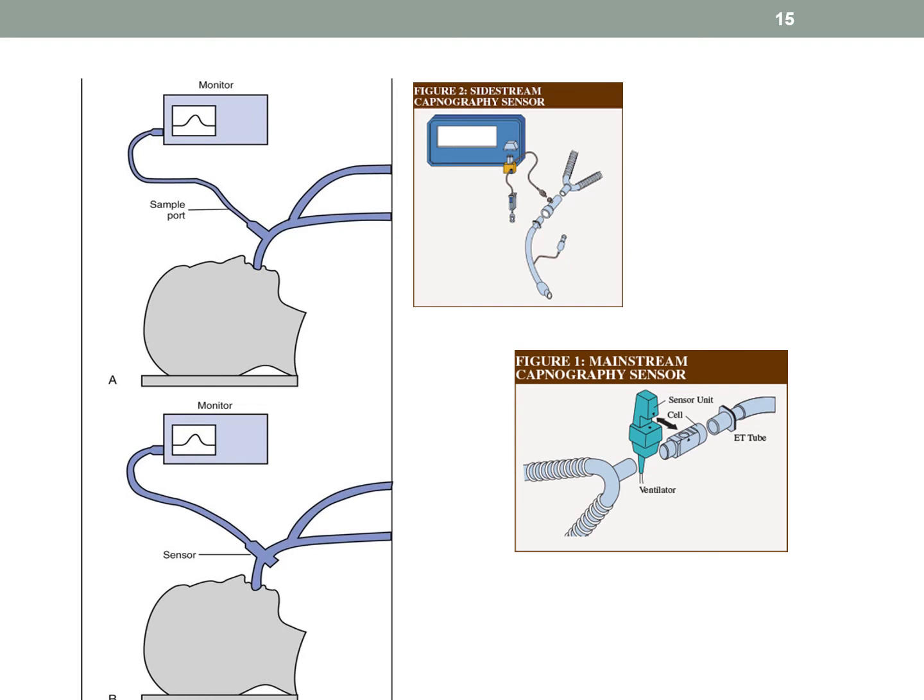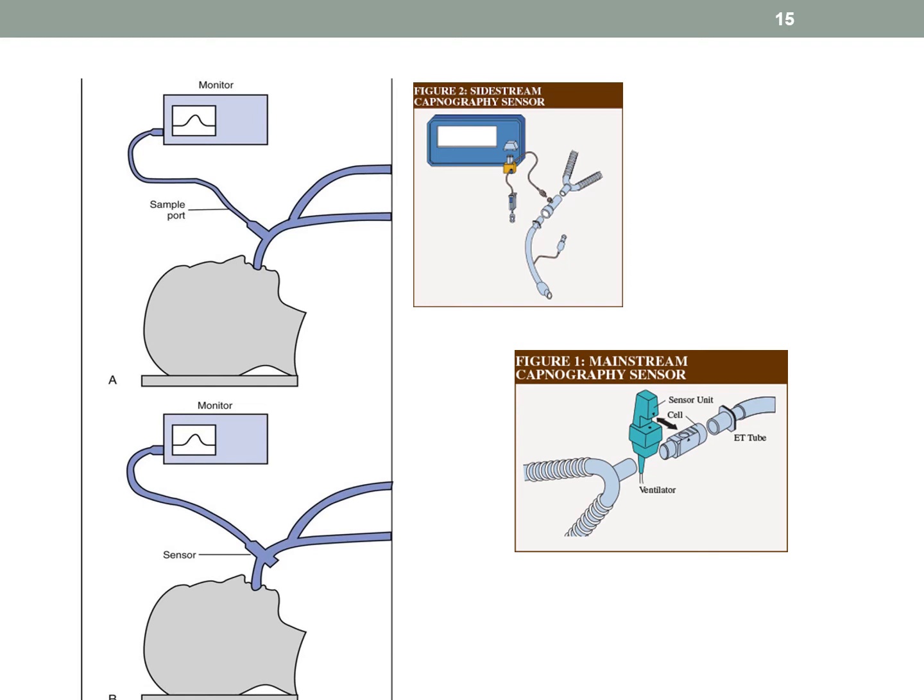So we basically have both. If you look at the pictures there to the right, the sidestream one is often what we will use at the bedside, like in the ED with the portable monitor, and the mainstream one is the one that you're going to see actually attached to the big monitor that you'll find in the ICU, your big main monitor, also in the ER. So the ER basically has two ways of doing it.